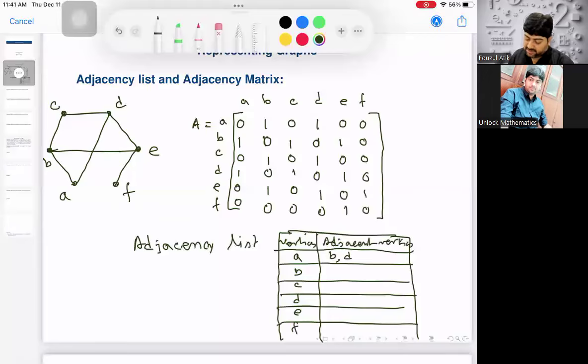B is adjacent to whom? It is A, C, and E. C is adjacent to B and D, right? And then D is adjacent to A, C, and E. E is adjacent to D and F. Okay, B, D, and F. And F is adjacent to only E. This is how you can do it, right? So easy thing. So you can represent a graph by using this.